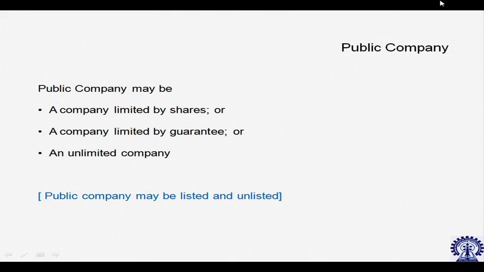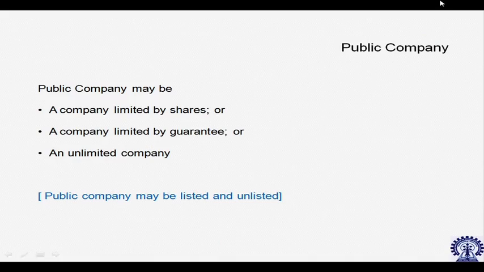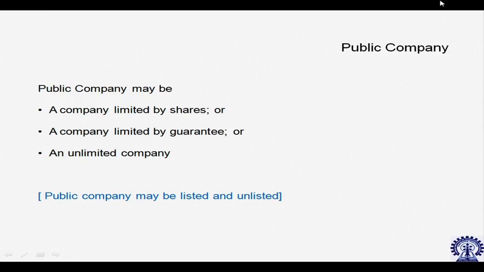Now, again the public limited company can be of a similar nature as we have in case of a private limited company. So, a public limited company can be limited by shares, limited by guarantee, or unlimited, a public unlimited company. If it is an unlimited company, then the word limited will not be used in the name of the public company, and at the same time a public company may be listed or unlisted.